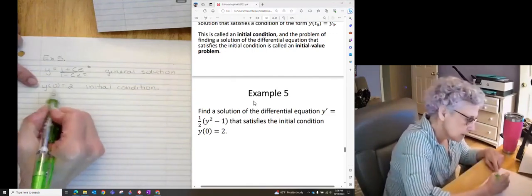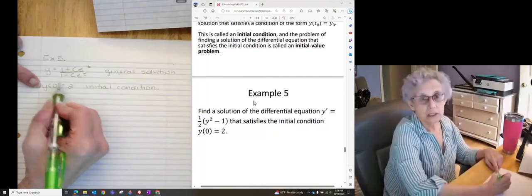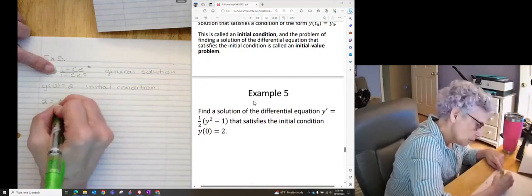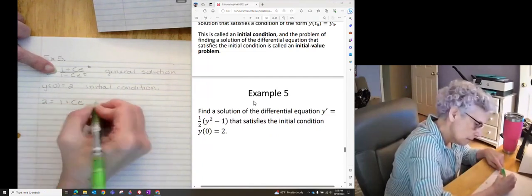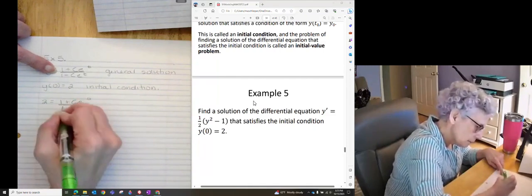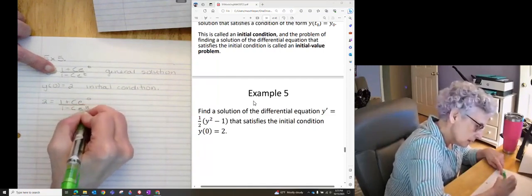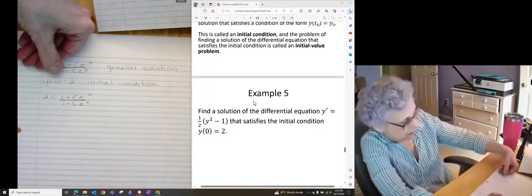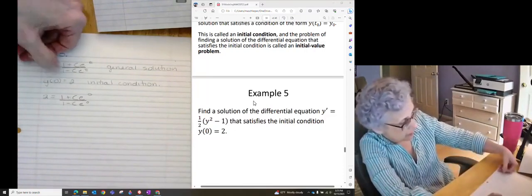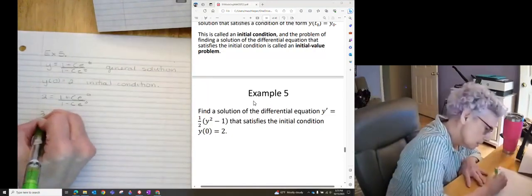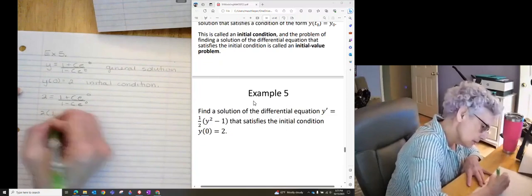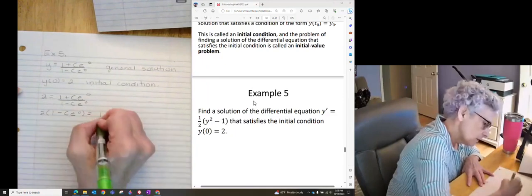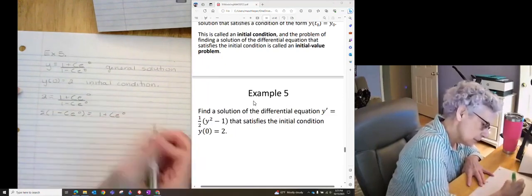So we just have to figure out what c makes this true. So 2 has to be equal to 1 plus c e to the 0 over 1 minus c e to the 0. I put zeros in for t. I put 2 in for y. So 2 times 1 minus c e to the 0 equals 1 plus c e to the 0.